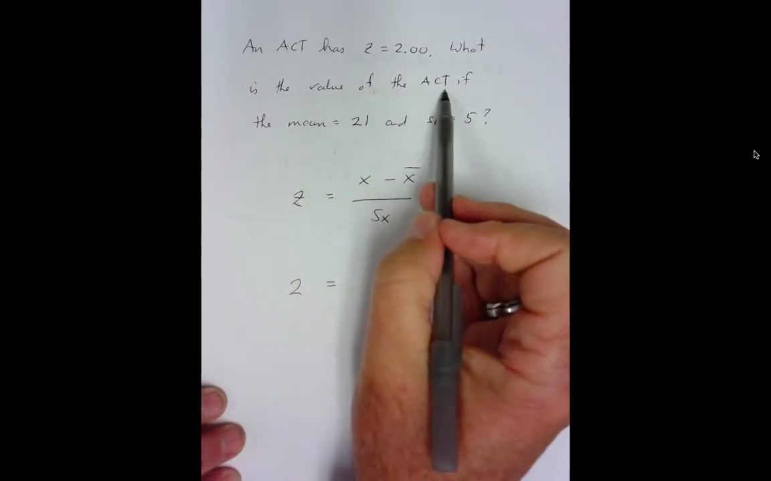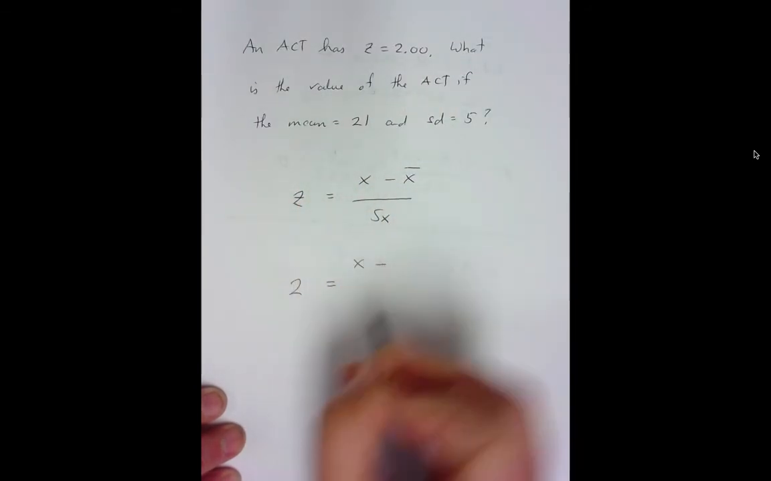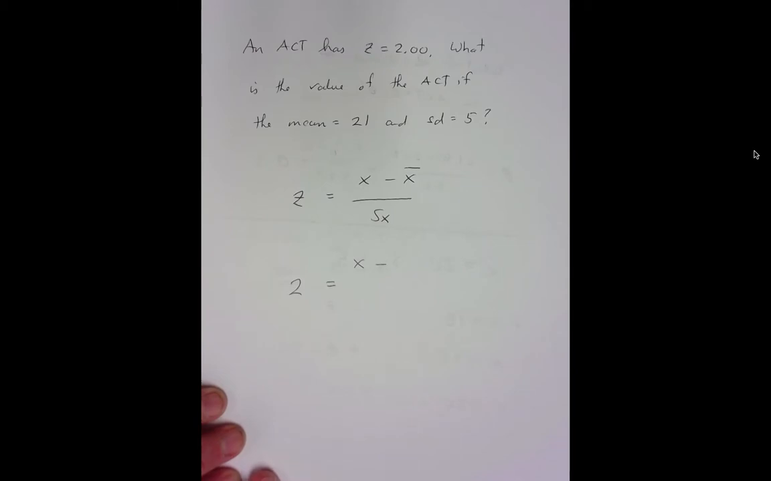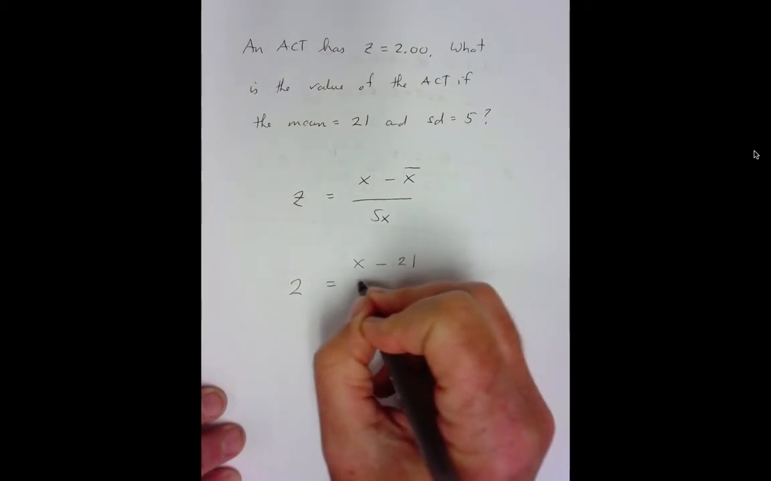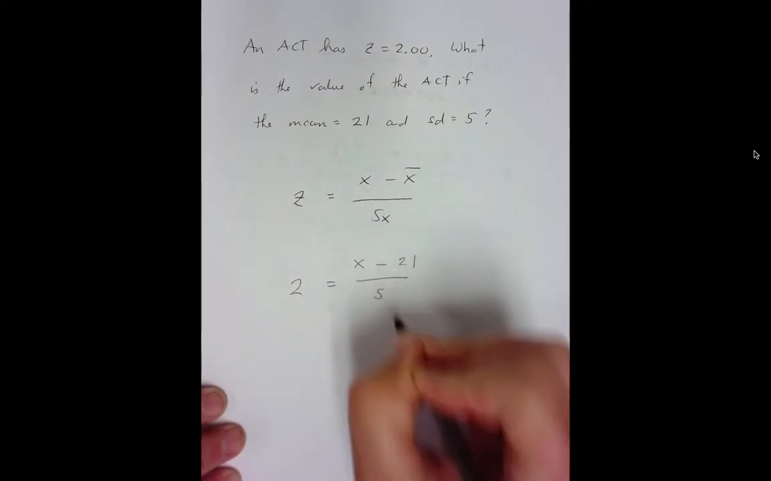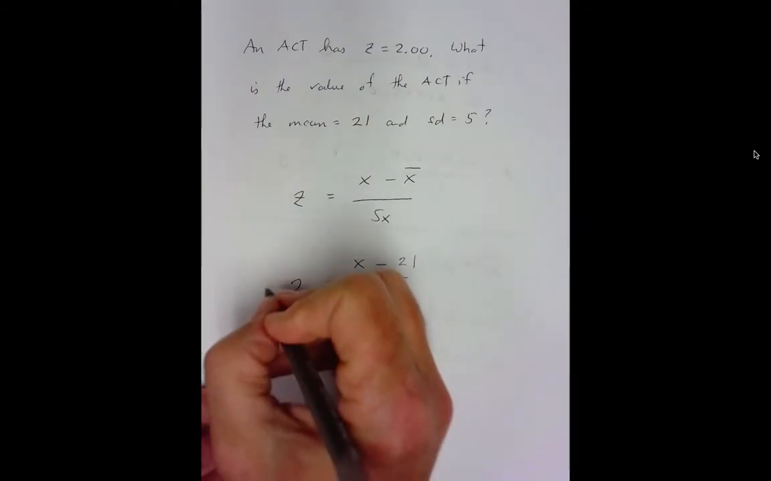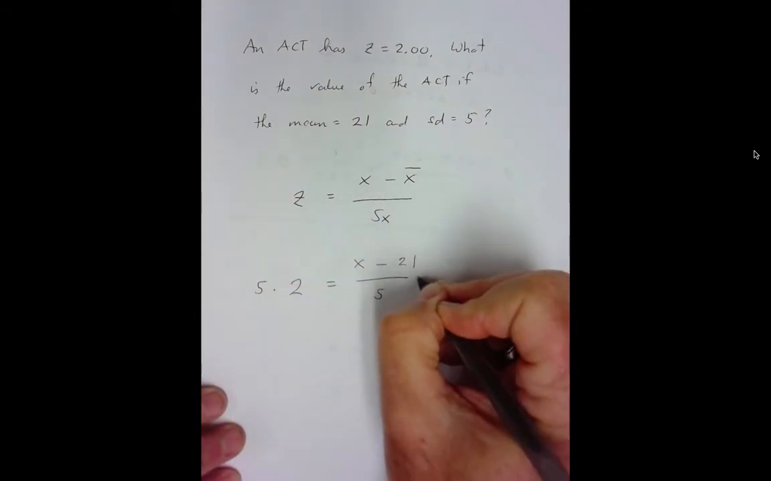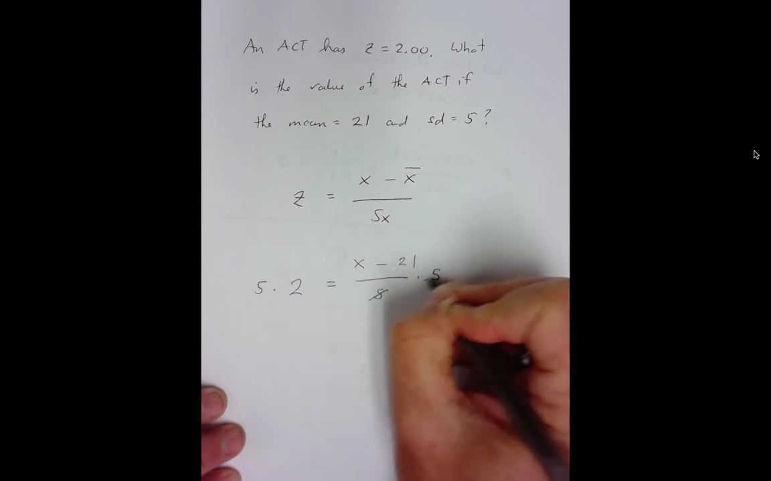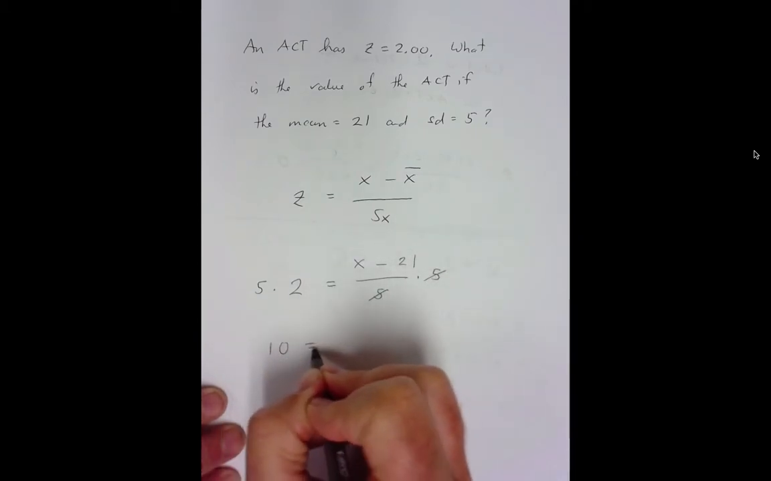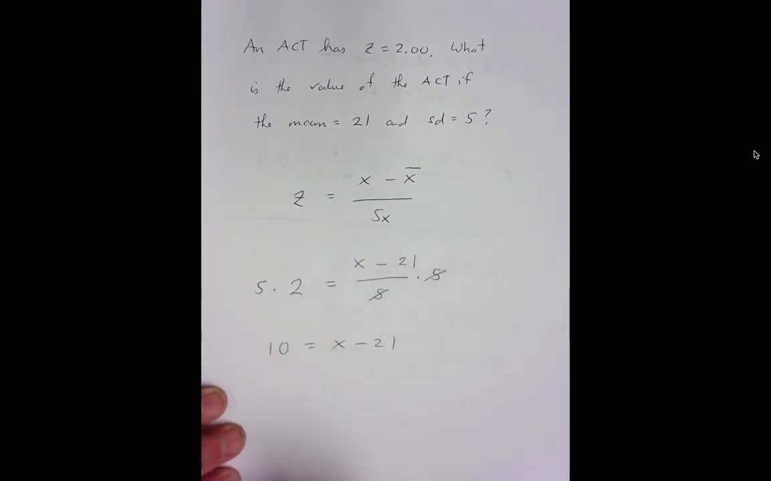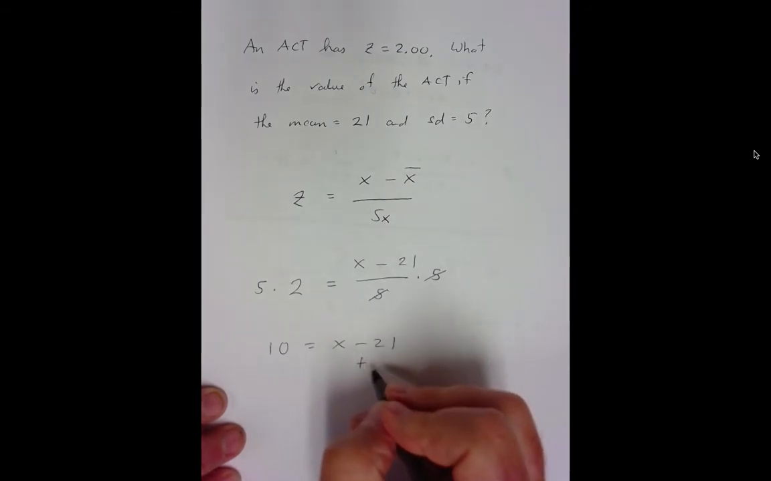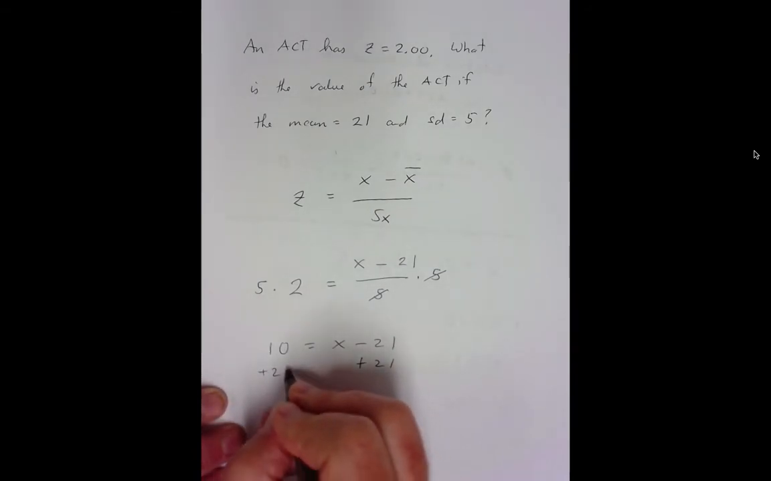We want to know the value of the ACT, which we don't know, so we'll let that be x. We know the mean is 21, and we know the standard deviation is 5. Multiply both sides by 5. So we get 10 equals x minus 21. Add 21 to both sides.